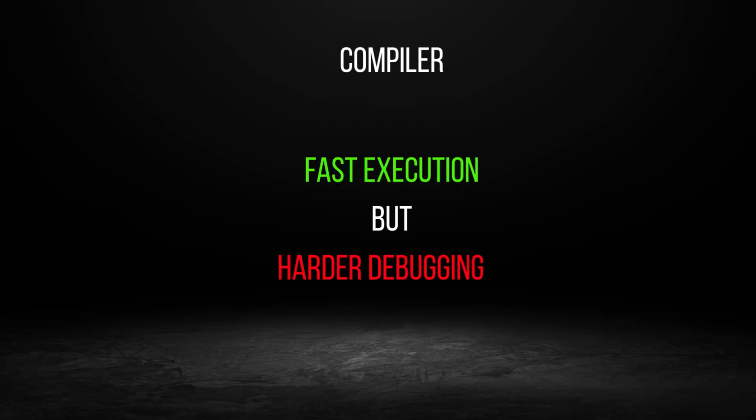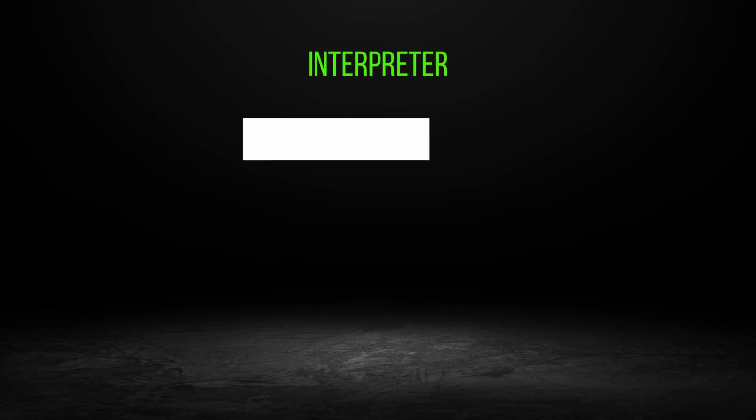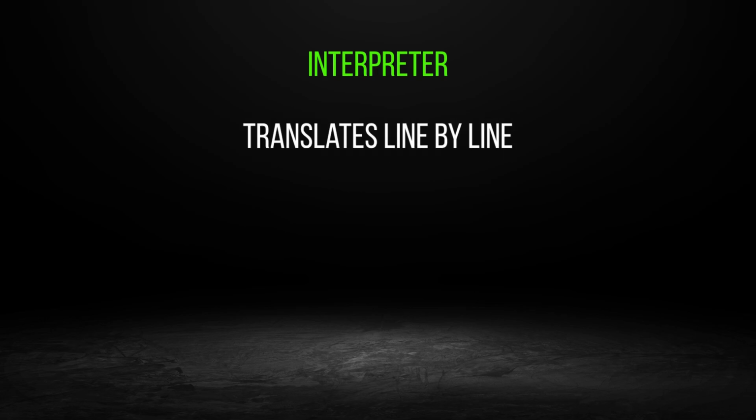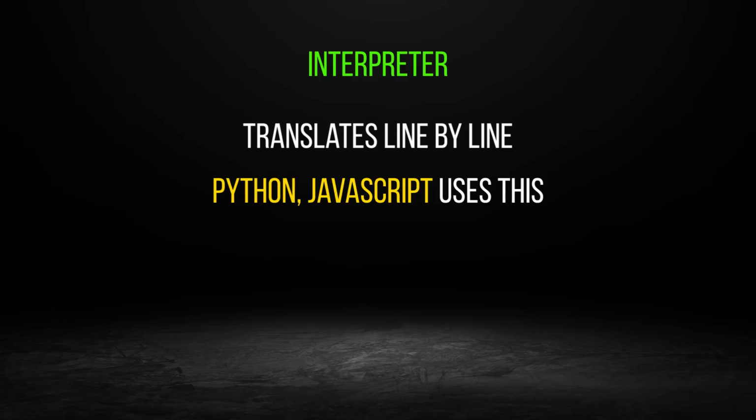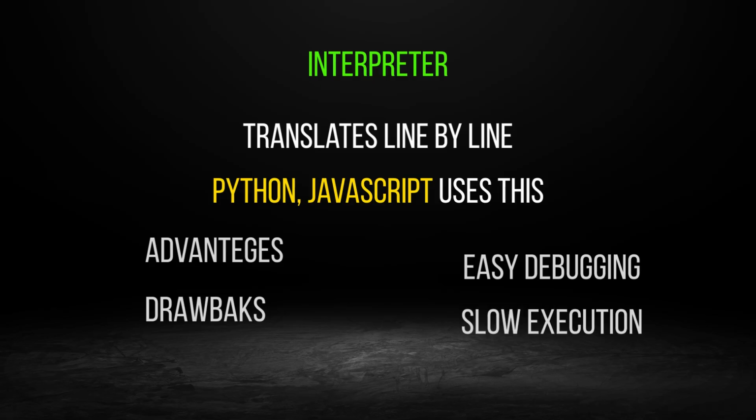Second is interpreter. An interpreter translates one line at a time. Python uses this. The advantage is, if an error is on line 5, it stops immediately and shows you. The drawback, slower execution compared to a compiler.